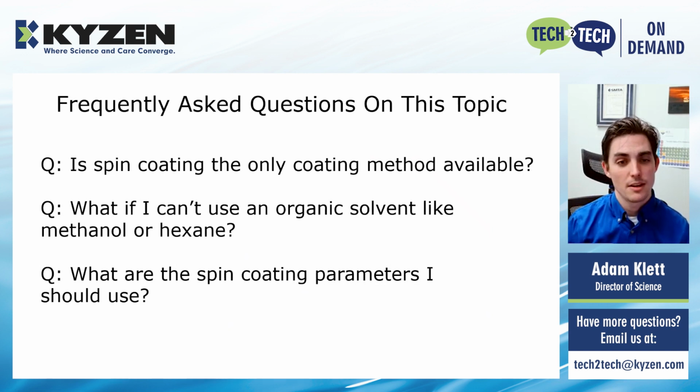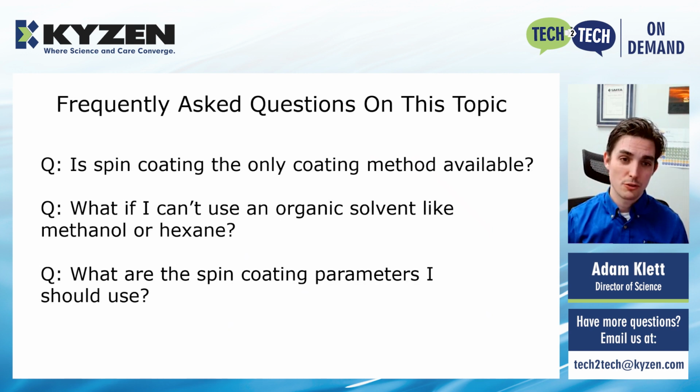The second question is, what if I can't use an organic solvent like methanol or hexane? Maybe there's health issues or OSHA requirements or whatever the requirements are. If you can't use those types of solvents, you can consider surface modification techniques, something like plasma treatment or chemical etching, which will increase the surface energy of the substrate and help the solvent to wet out. Also, different mixtures of solvents can be used to help provide a balance between solubility and surface tension.